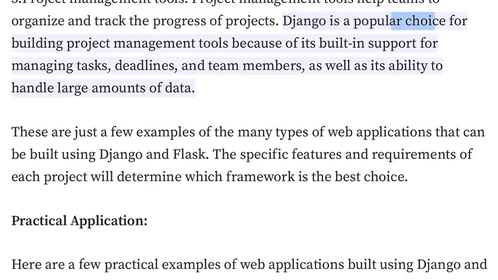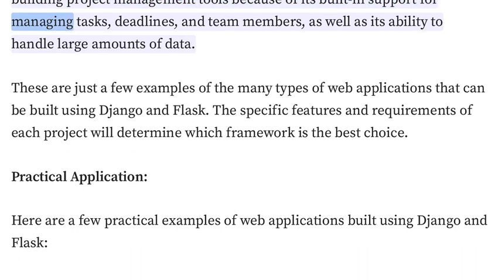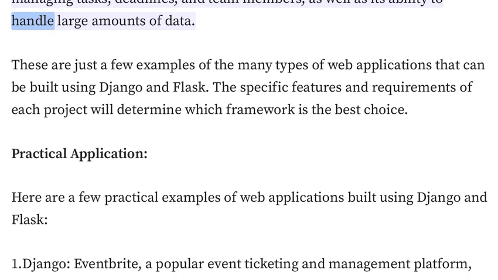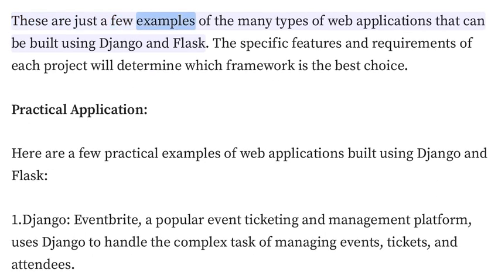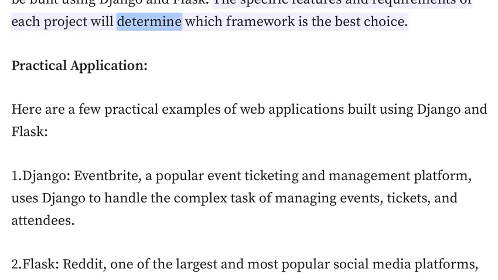Django is a popular choice for building project management tools because of its built-in support for managing tasks, deadlines, and team members, as well as its ability to handle large amounts of data. These are just a few examples of the many types of web applications that can be built using Django and Flask. The specific features and requirements of each project will determine which framework is the best choice.